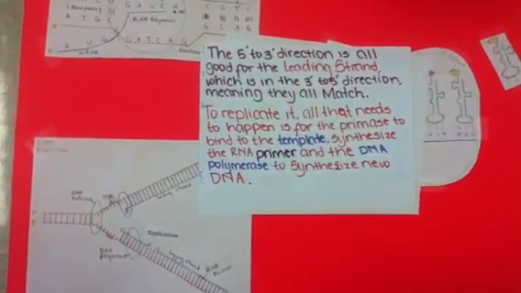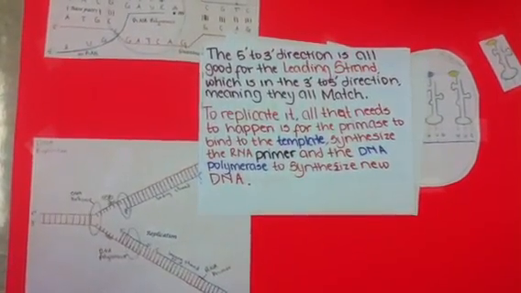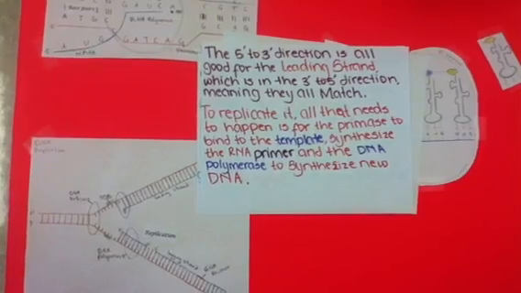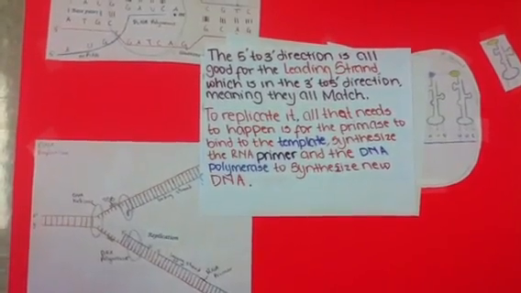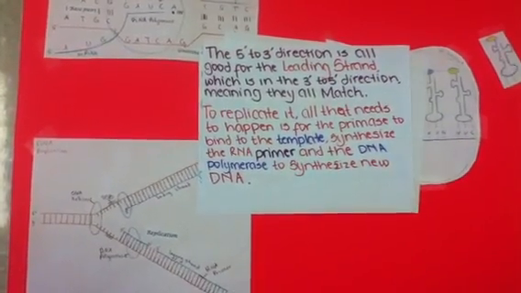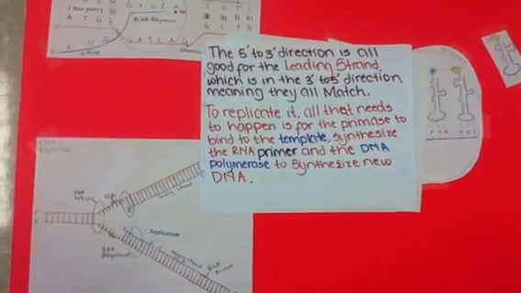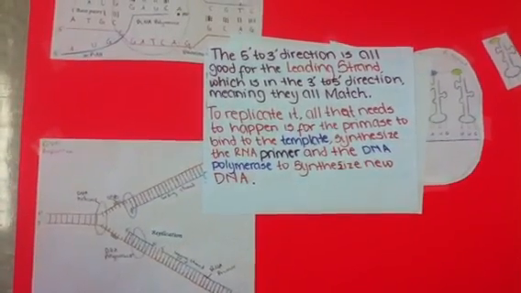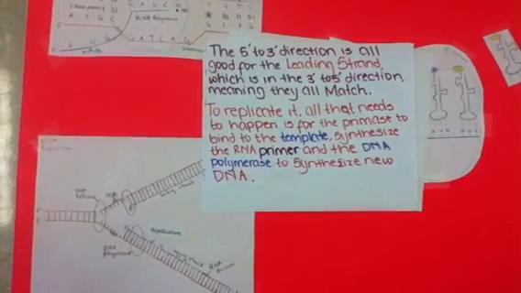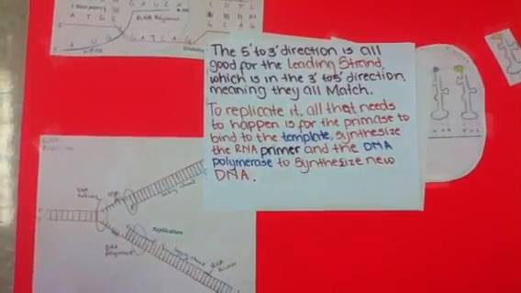The 5 to 3 direction is all good for the leading strand, which is in the 3 to 5 direction, meaning they all match. To replicate it, all that needs to happen is for the primase to bind to the template, synthesize the RNA primer, and the DNA polymerase to synthesize new DNA.